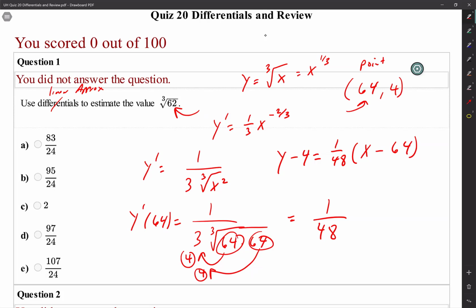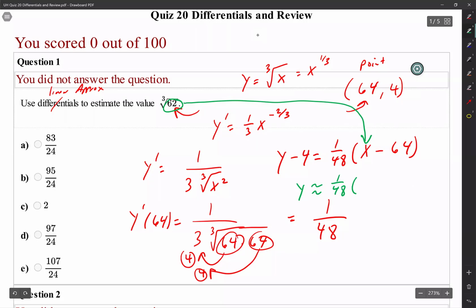So what am I going to plug into this x value? I'm going to plug in a 62 right there. So my y value is approximately, and this is my approximate y value there, 1 over 48. Let's see, 62 minus 64, that's going to be a negative 2, plus 4. Negative 2 divided by 48 is negative 0.04. I'm going to add 4 to that. Or let me see, negative 2 divided by 48 plus 4.